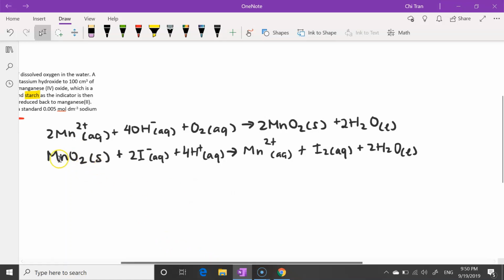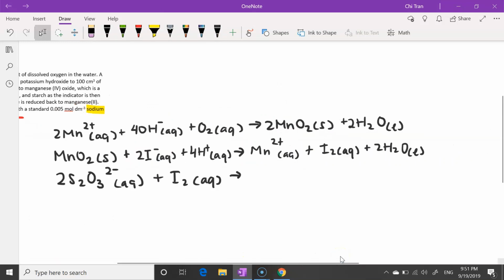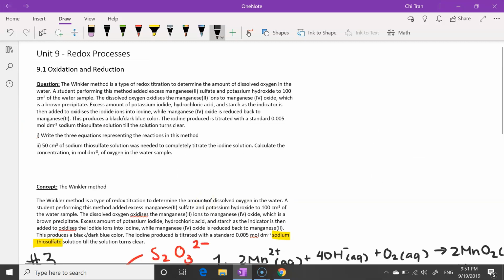For our third step, we're starting off with the product from our second step, which is iodine. And there we will titrate it against sodium thiosulfate, which is S2O3 2-. The chemical equation that we get from the third step is 2S2O3 2- (aq) + I2 (aq) makes S4O6 2- (aq) + 2I- (aq). These three equations are our answer to our first question.